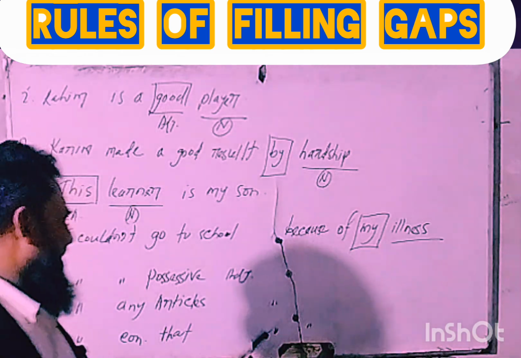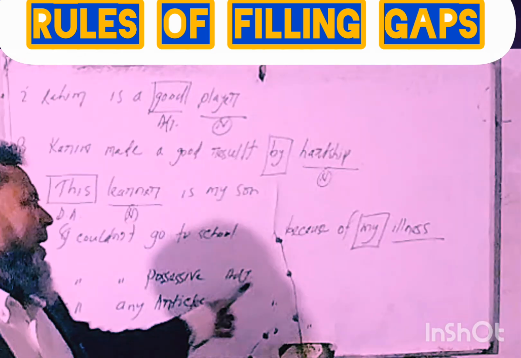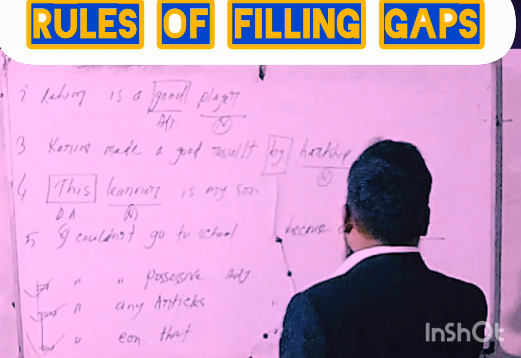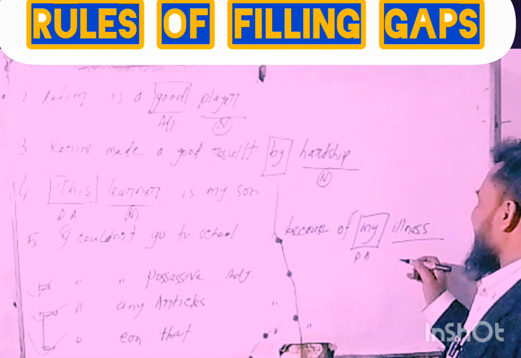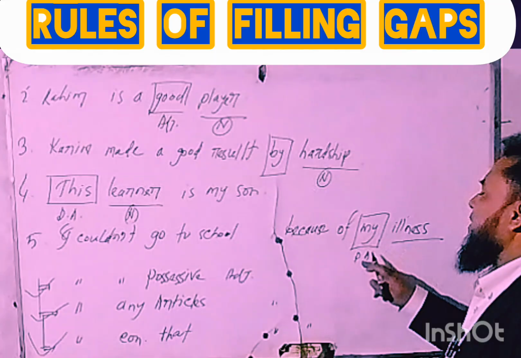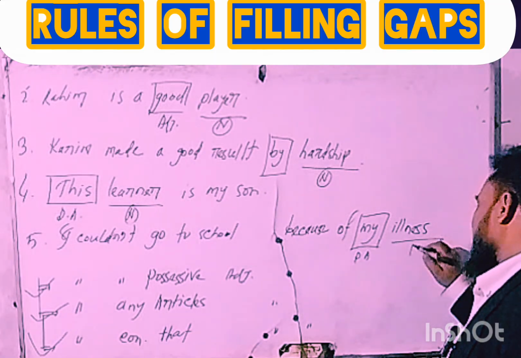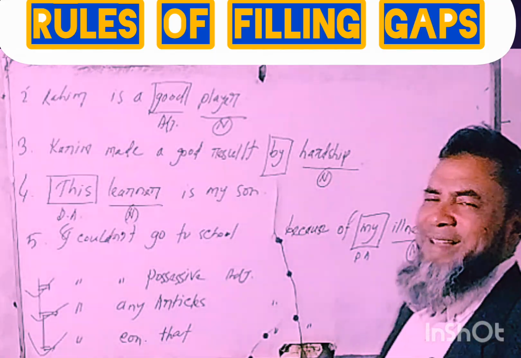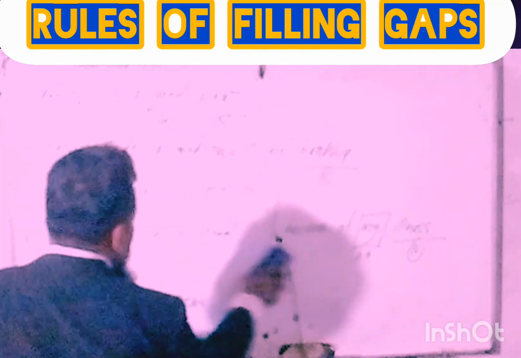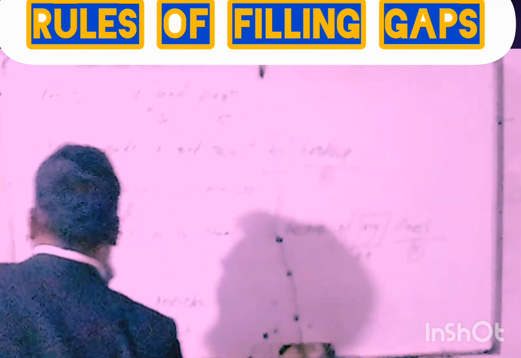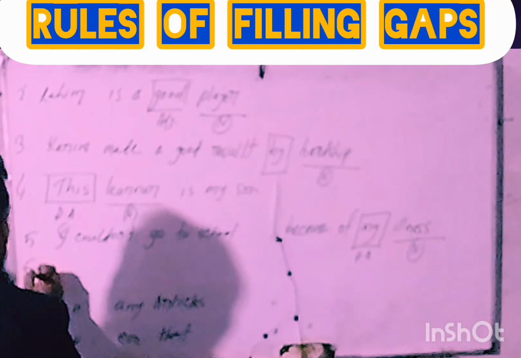My, of course, is a possessive adjective. You will have to mind that, my dear learners, if any word is used after any possessive adjective in a sentence, of course, such a kind of word is a noun. Hope that you have understood clearly.